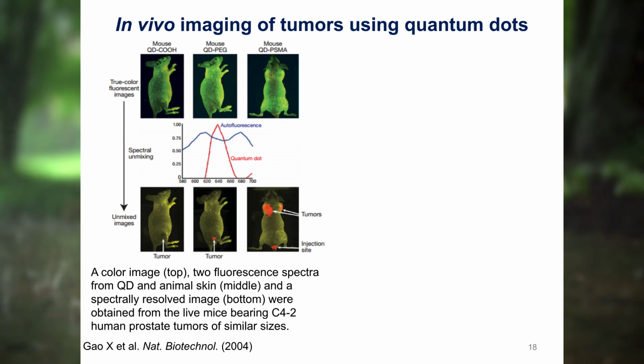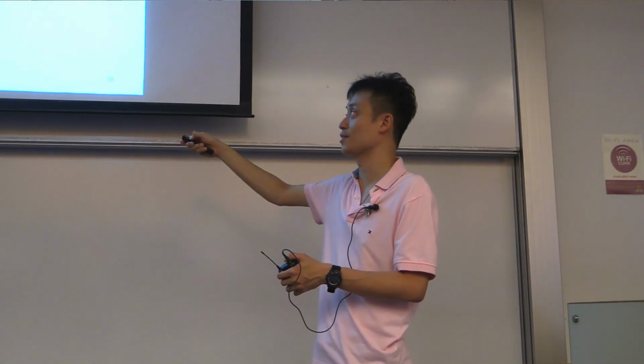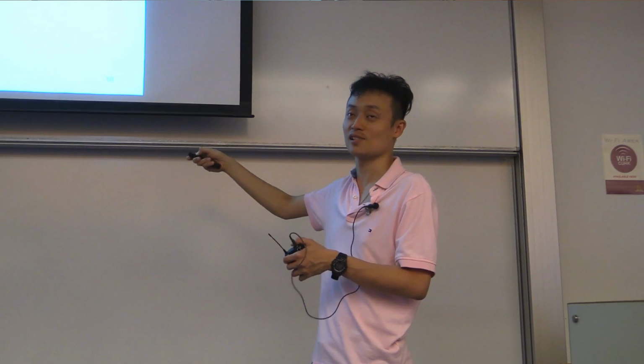What they did was plant some tumors subcutaneously, right beneath the skin. Then they injected these quantum dots that contain the targeting ligands. The idea is, can these particles find their way to the tumor? And if they do, the tumor will be lit up fluorescently if we image them. And that's exactly what they saw.